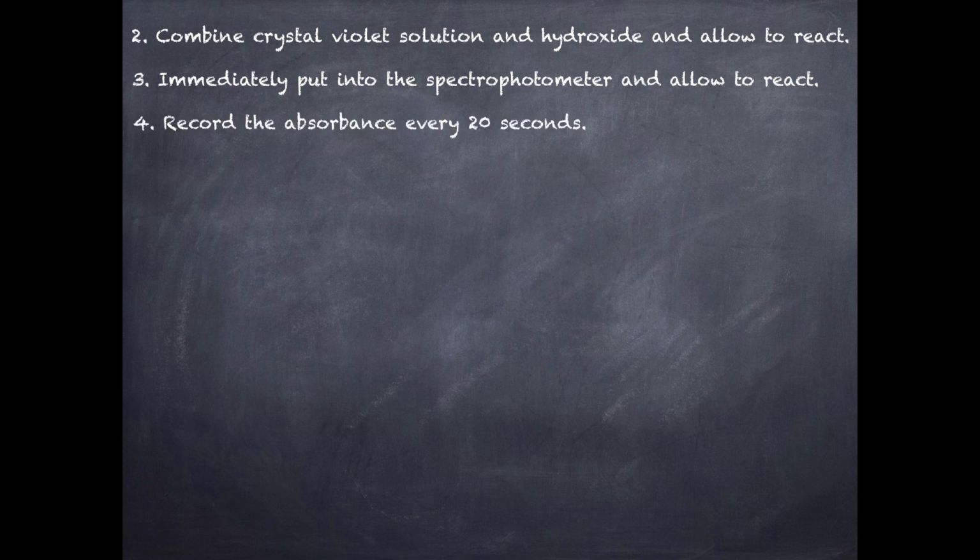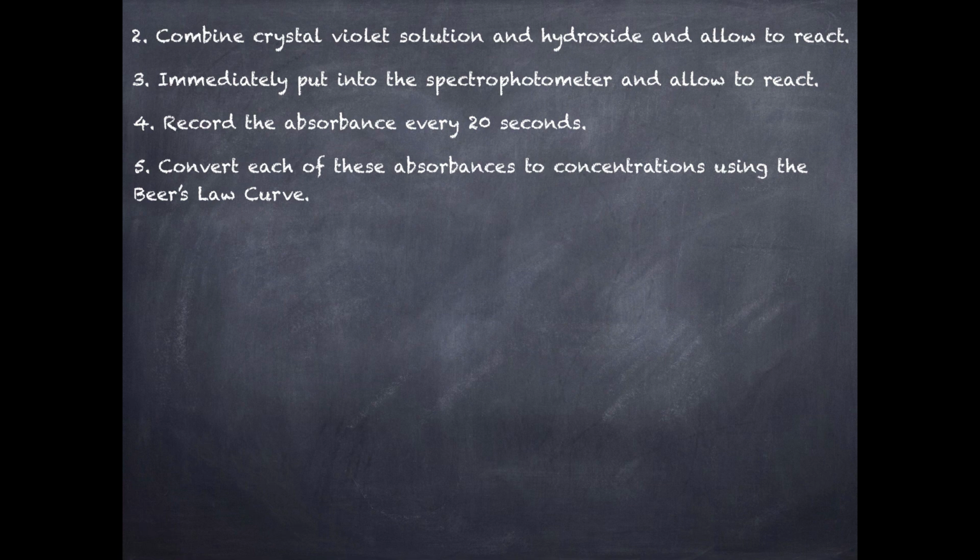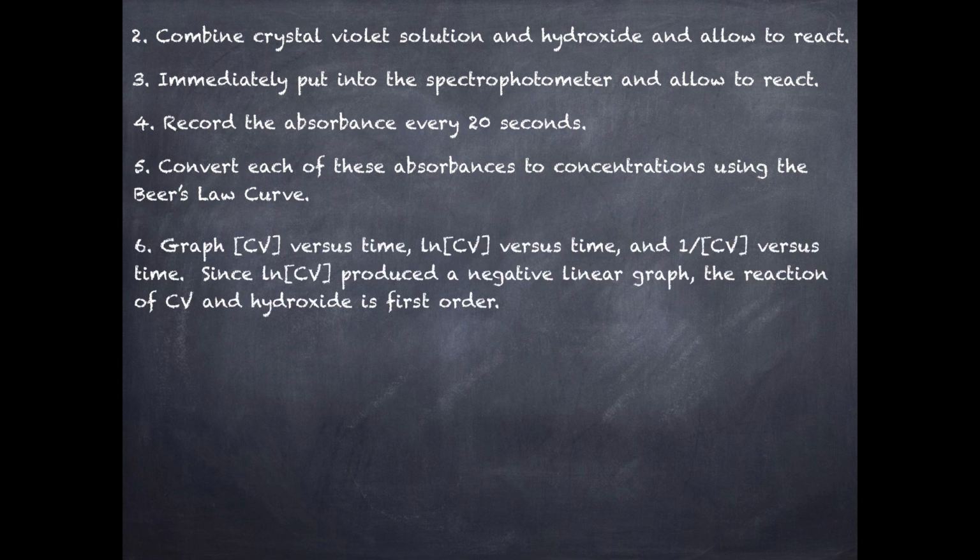Okay? Then we measured the absorbance every 20 seconds, okay? And we recorded the absorbance on a data table. Now, the reason why we need the Beer's law curve was we could then take those absorbances and convert them into concentrations by using your Beer's law curve, okay? And once we had all of the concentrations, what we did was we created 3 different graphs. We graphed concentration versus time, the natural log of concentration versus time, and 1 over the concentration versus time, okay?